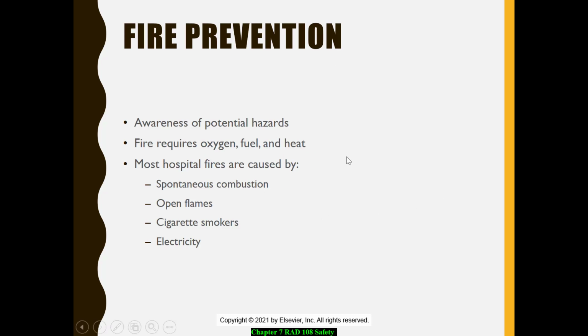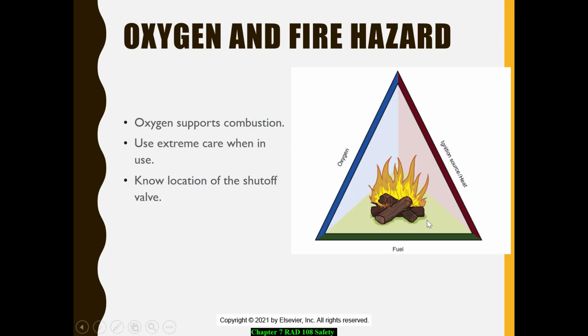So when we look at fire prevention, we need to be aware of potential hazards. A fire requires oxygen, fuel, and heat, so we need to be cautious of the surroundings. Most hospital fires are going to be caused by spontaneous combustion, open flames, cigarette smokers, and electricity. Oxygen supports combustion, and guess what we have in our rooms? When we bring our patients into our rooms, they may come down with an oxygen tank. And you also have oxygen that's in the wall that you will hook the tubing up to. So you do need to have extreme care when you're using these devices and know how to shut off those valves correctly.